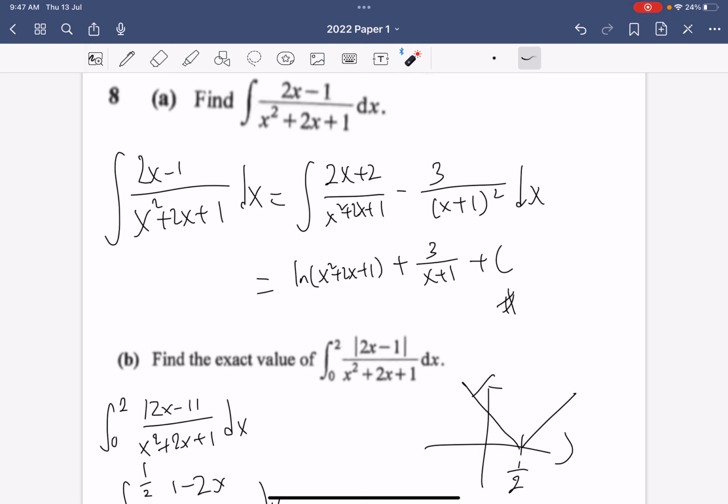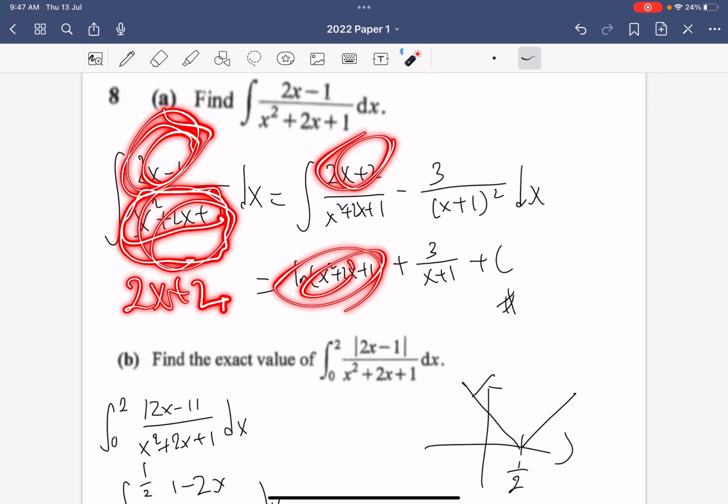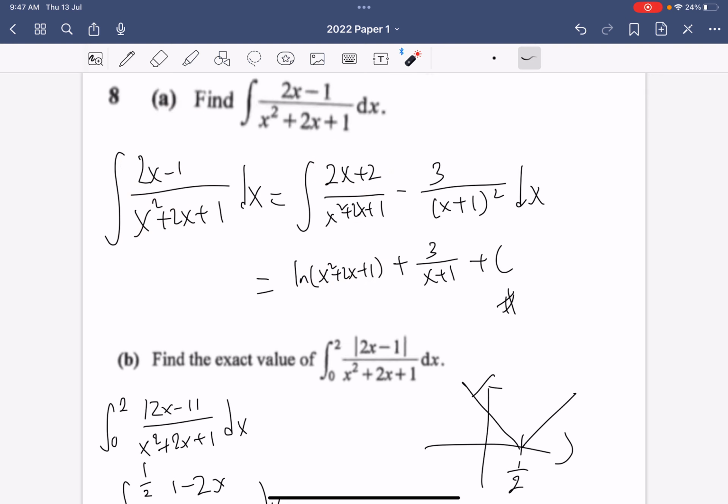is recognize that the derivative of the bottom is some linear function, because it's 2x plus 2. In that case now, what you want to do is make the top 2x plus 2, so that you can get this ln function at the end. So you make the top 2x plus 2, and then you get this, but you know this is minus 1, so you do minus 3 off, and then x squared plus 2x plus 1 straight away can be written as x plus 1 squared.